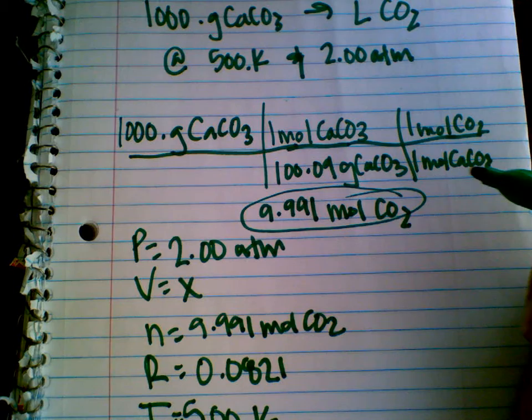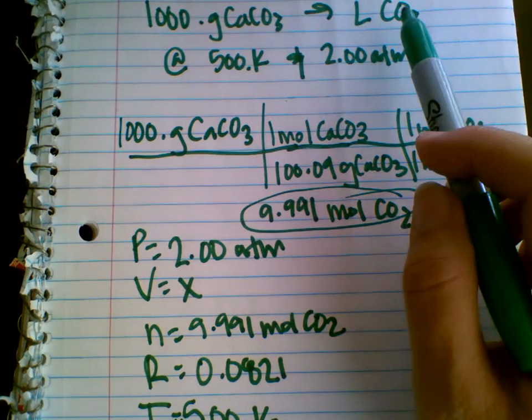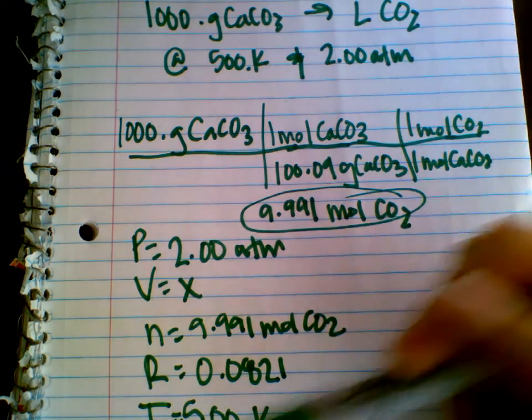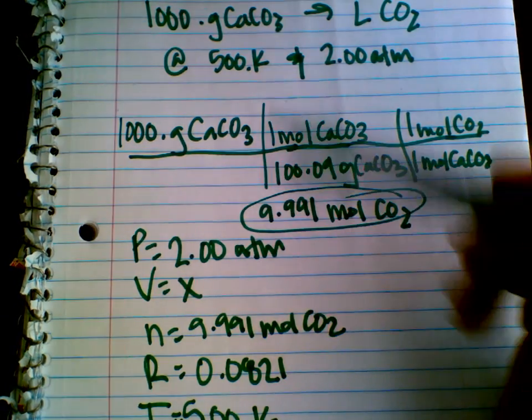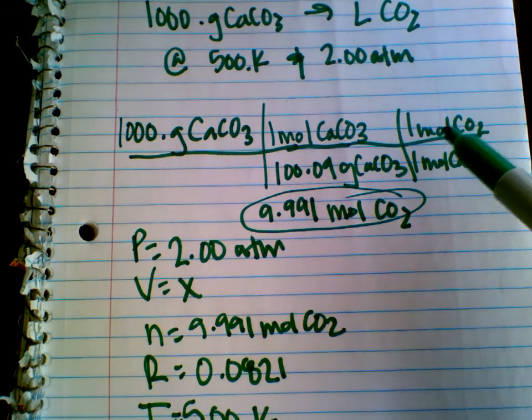Now, it's really important when looking at a problem to see if you're changing substances or you have just one substance. Because if you just have one substance, you can go straight to PV equals nRT. But if you have 2 different substances, you first have to use stoichiometry to convert to your new substance.